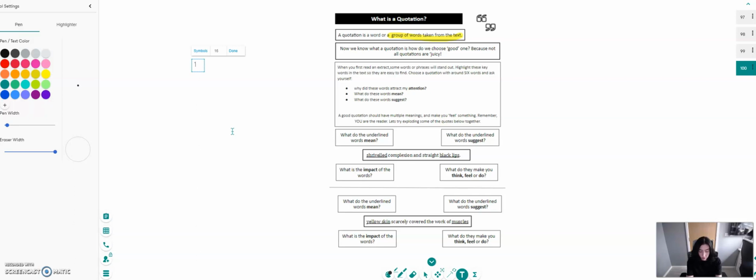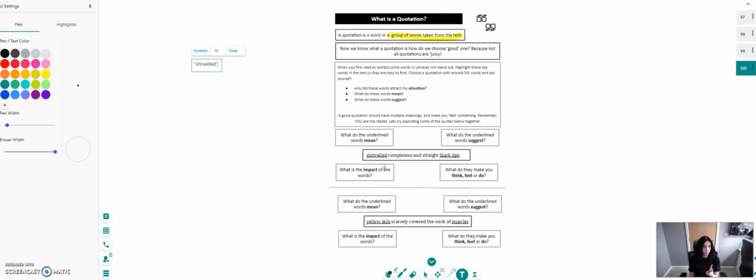So we'll have a quotation mark, and then for example, if we take here "shriveled," I'd write shriveled, and then a quotation mark to finish. That just shows the marker, or me as a tutor and your teacher, that you have taken these words from the text.